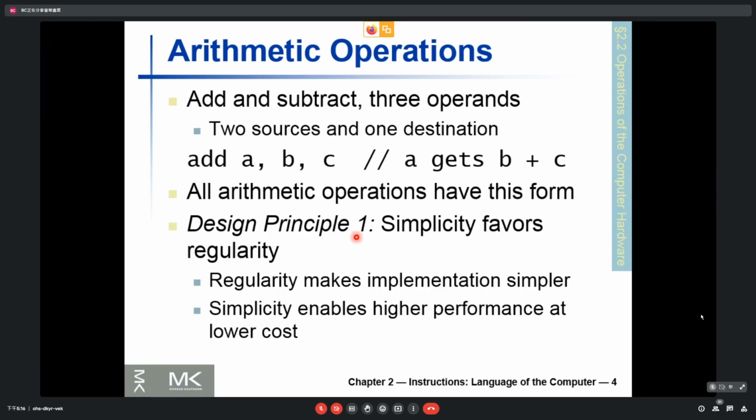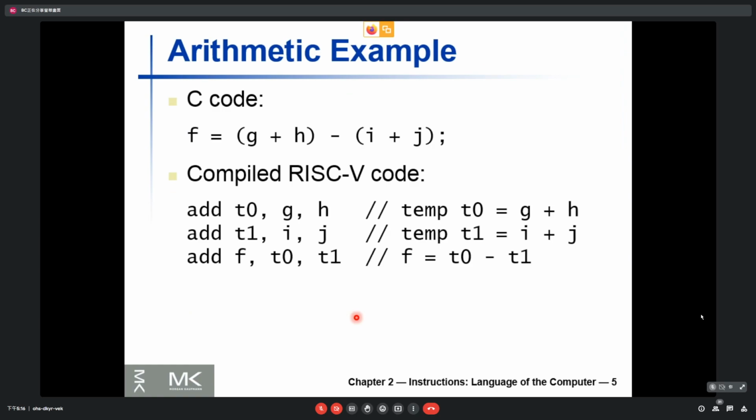So design principle 1 is we try to do simple design. So simplicity favors regularity. 你东西越简单，你就可以比较规律的、规则的去设计你的东西。很好的例子叫做乐高嘛，对不对？乐高东西都很简单的，但是你就可以很规则、很规律的去拼出很大的一个恐龙或者什么很复杂的东西。So regularity makes implementation simpler, and simplicity enables high performance at lower cost. Okay, so this is called arithmetic operation.